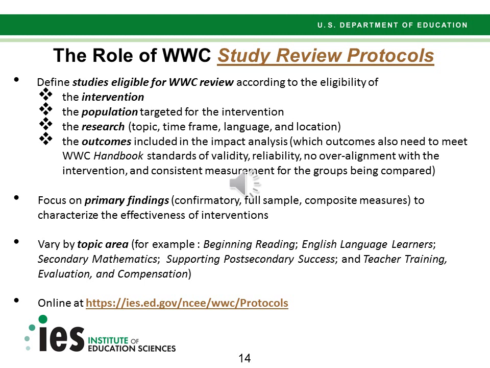Primary findings are prioritized for WWC review over secondary findings and are used by the WWC to characterize the effectiveness of interventions as positive, potentially positive, indeterminate, not discernible, mixed, potentially negative, or negative. Primary findings focus on confirmatory research questions instead of exploratory research questions, rely on the full study sample instead of subgroups, and make use of composite measures rather than subtests or subscales.